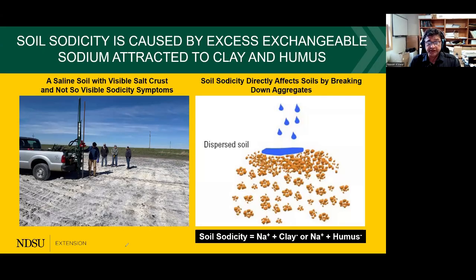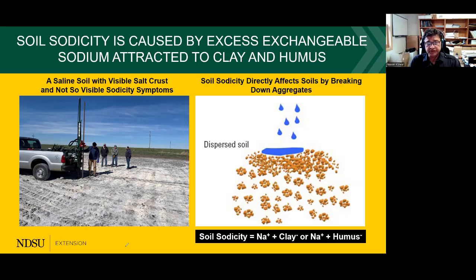Sodicity, on the other hand, is not caused by sodium that is present as a salt. This is a very important point to understand to differentiate between salinity versus sodicity, because as a salt, sodium will cause salinity impacts. And as a salt, that sodium will be attracted to the negative charge of ions like chloride, sulfate, carbonate, and bicarbonate. The sodium that causes sodicity is attracted to the negative charge of soil particles like clay and humus.